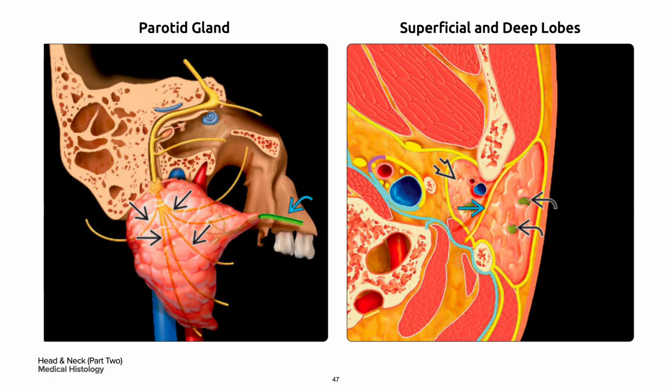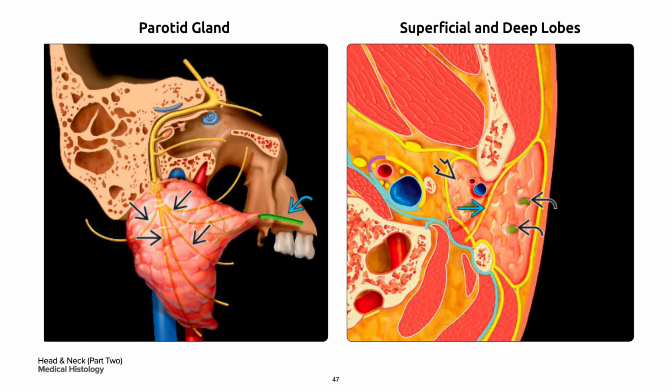Now the major salivary glands. These are the paired parotid, submandibular, and sublingual glands. The parotid glands are the largest, around 15 to 30 grams. The submandibular or submaxillary glands are approximately 10 grams. The sublingual glands are around 2 to 4 grams.